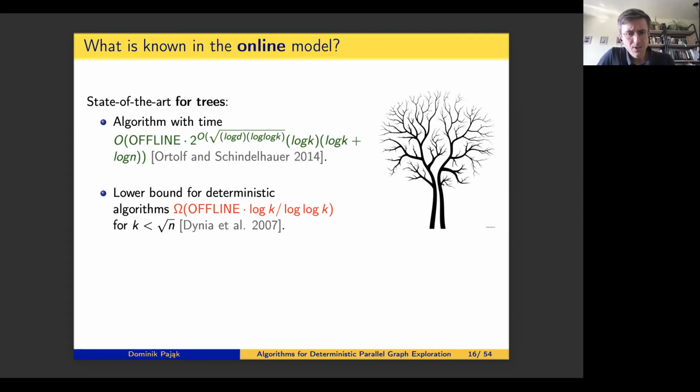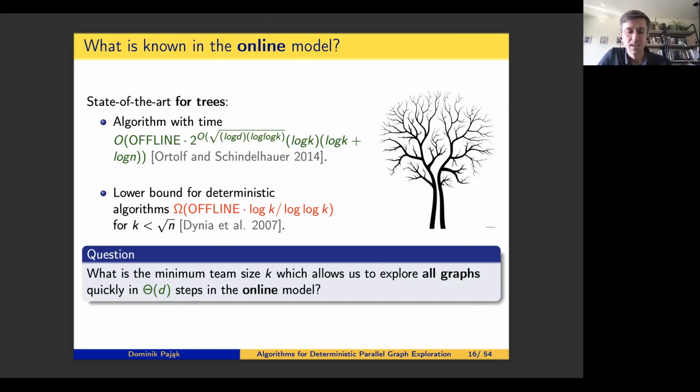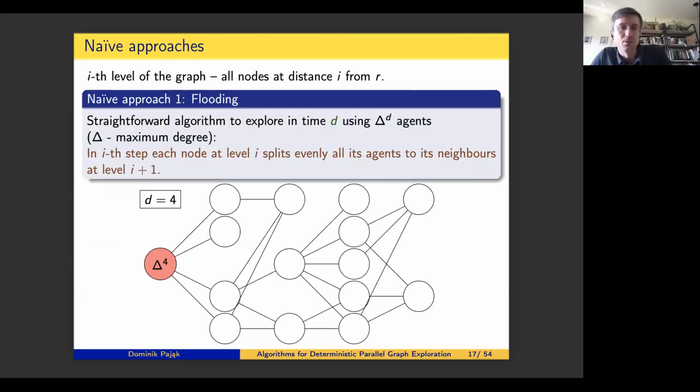And we will actually want to do it faster than this, but using more agents. So the question is, can we do it in time proportional to D, to the diameter, using many agents? So assume that we have an abundance of agents, and you want to do it very fast. And obviously you can do it. You can do a so-called flooding. In this case, let's say that delta, the big delta, is the maximum degree of the graph.